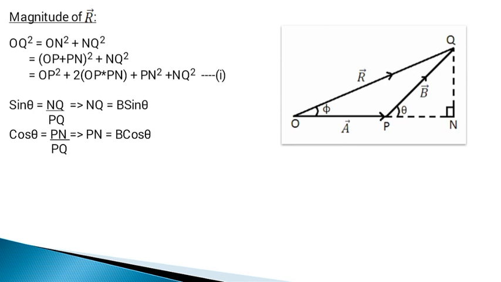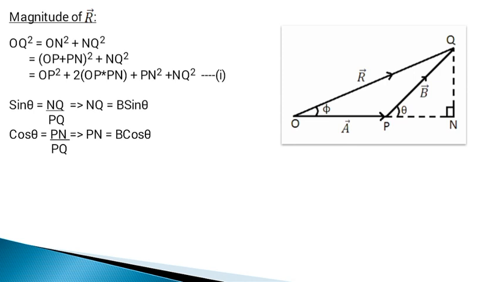Also cos theta equals PN over PQ, which is base over hypotenuse. So PN equals PQ cos theta. Again the length PQ represents the magnitude of vector B. So PQ equals B. So PN equals B cos theta.